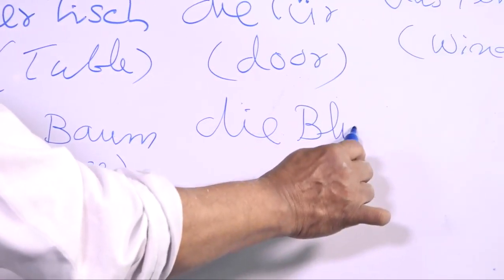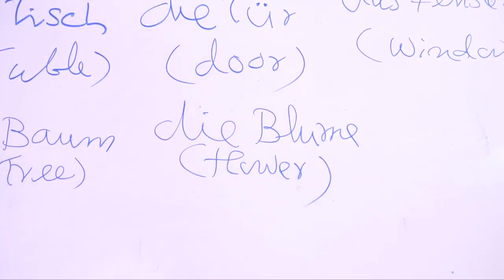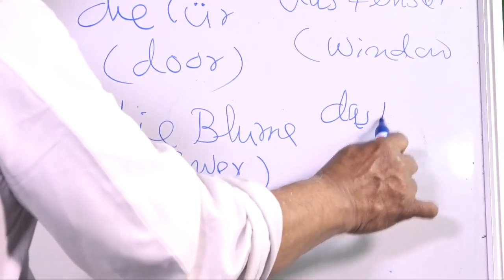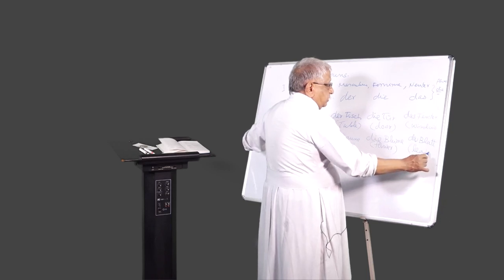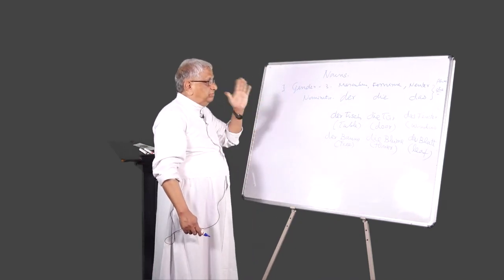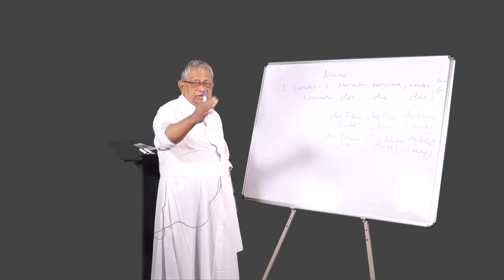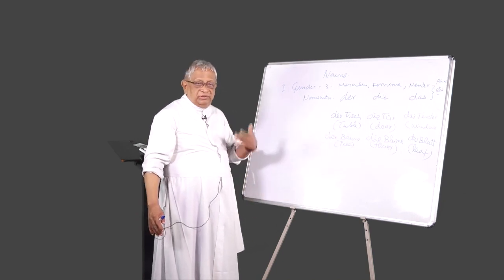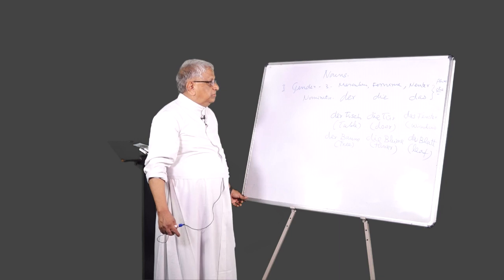But the flower is feminine. Blume is flower. That is feminine. And the leaf, leaf of a tree, that is neuter, Blatt. Leaf of a tree, even leaf of a book, is also Blatt. So that is neuter. Why is it so? No answer. That is the usage of the people, and the grammarian said, this is it. You cannot just say die Blatt, that is wrong, because it is neuter. Der Baum, die Blume, das Blatt.